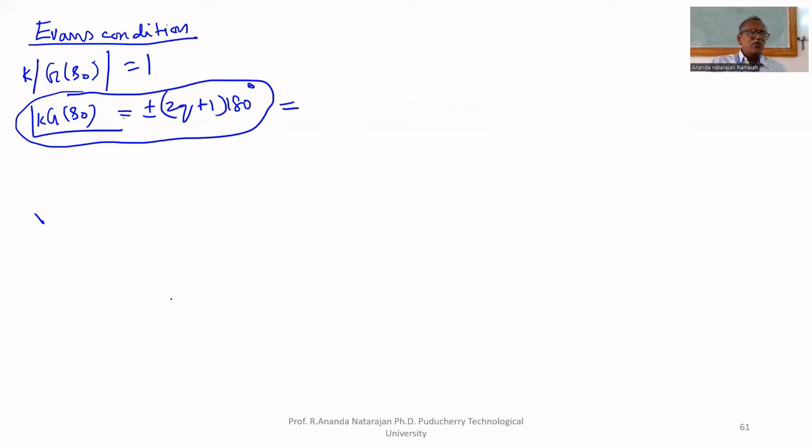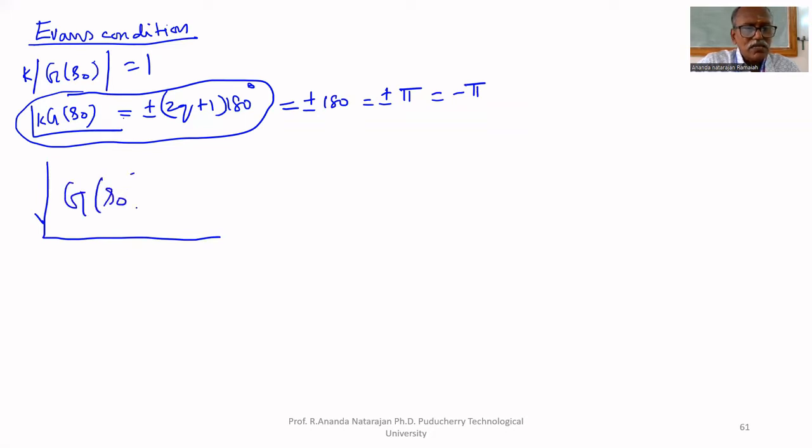With 2q plus 1, when q equals 0, you will get only one angle, plus or minus 180 degrees, or I can say plus or minus pi. I'm taking minus pi. So the angle of G of S naught equals minus pi.